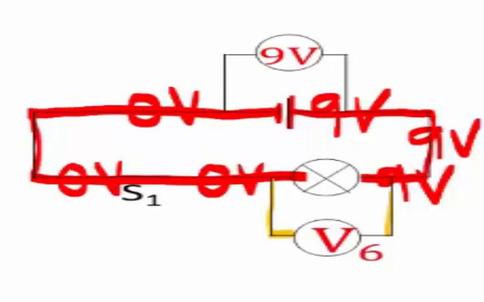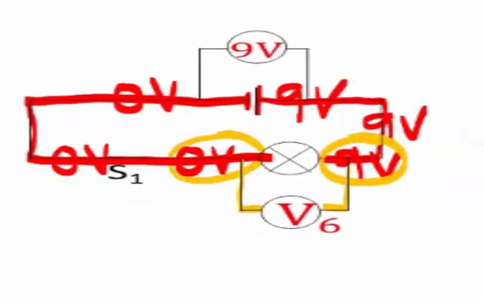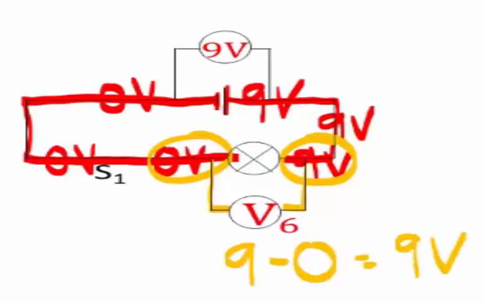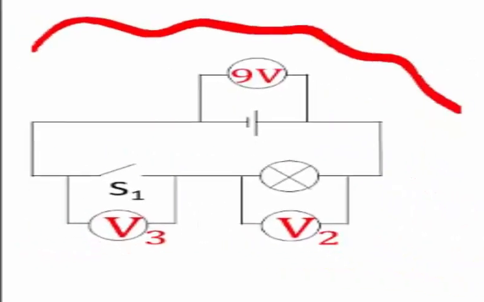This voltmeter gets the difference. It feels 9 volt there, it feels 0 volt there. It tells us the difference, 9 minus 0, is equal to 9 volt. That is the potential difference across the bulb. V1 is 9 volt. Now let's turn to the broken circuit.